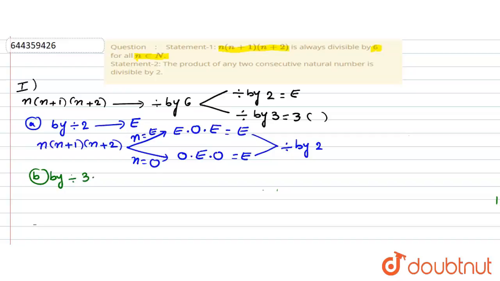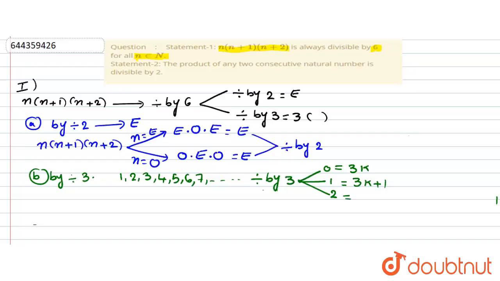How can I say it is divisible by 3? If you take any natural numbers like 1, 2, 3, 4, 5, 6, 7, whatever the natural number, and you divide them by 3, they leave a remainder of either 0, 1 or 2. There are only 3 possibilities. The natural numbers which leave remainder 0, we call them the 3k form. When it leaves remainder 1, they are in the form of 3k plus 1. When it leaves remainder 2, we can write it as 3k plus 2 form. So every natural number must be of one of the forms 3k, 3k plus 1, 3k plus 2.